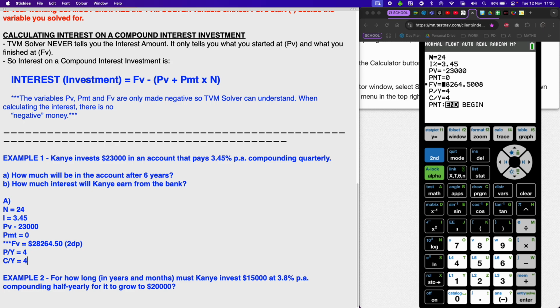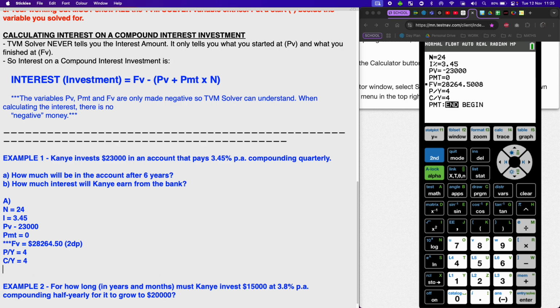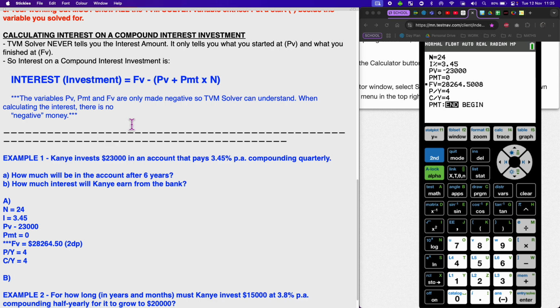That's why you've got this formula here to work out how much interest he earned. Because that looks spectacular, but he got paid by the bank $28,264.50. How much did he have to put in the first place? 23. See, so the difference between those is the interest. That's what part B is for anyway. So let me cook. I'll do B. You have this formula, interest for an investment equals, what is FV for Kanye? It's 28.